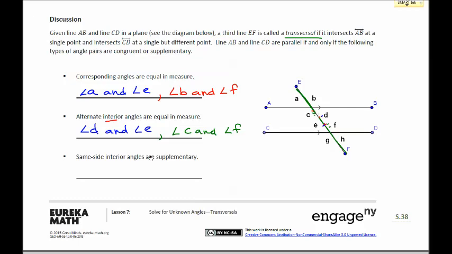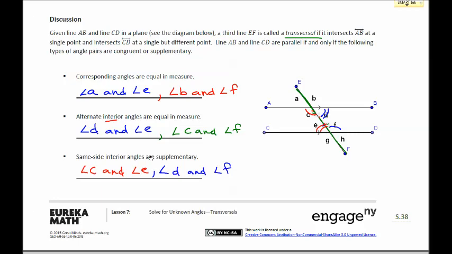The last angle pairs we have are called same side interior angles. Now, those are still on the interior of the two lines, but they're on the same side. So in this case, C and E are on the same side of the transversal and on the interior of the two lines. Similarly, angle D and angle F are on the interior of the two lines, but on the same side of the transversal.